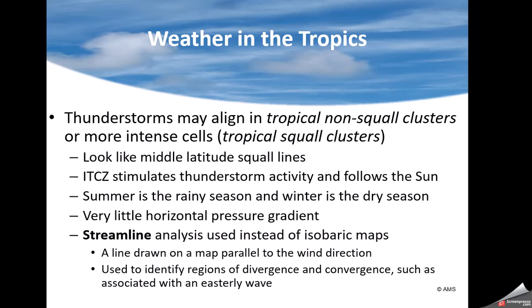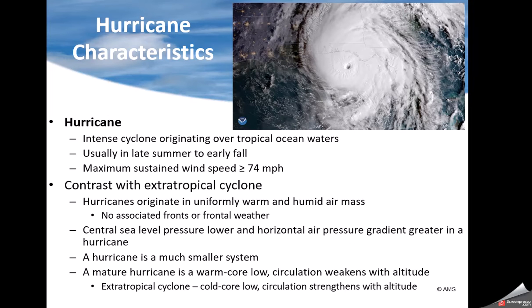So in the tropics, you can get intense thunderstorms that line up in squall clusters, and they do move around the globe. Hurricanes, on the other hand, are very intense cyclones. And what I mean by intense, think about, we talk about pressure gradients. We've talked about pressure gradients relating to wind.